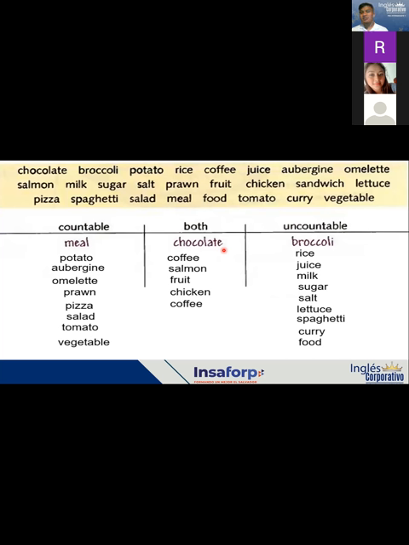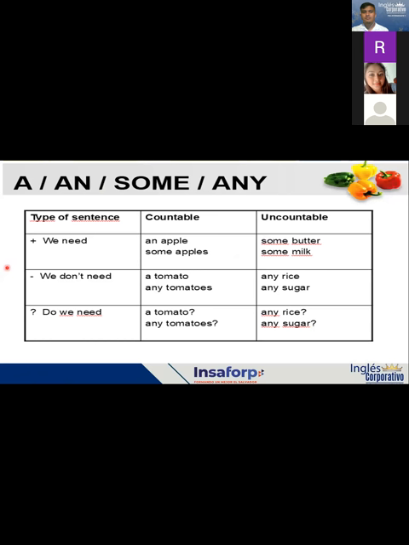Coffee, salmon, fruit, chicken, and I repeat it once again, coffee. But here we can see estas palabritas. Tenemos que recordarnos, we have to remember that we can use it in both ways. It means that I can use them as countable and as non-countable. Okay? Are we clear there? Well, nobody said anything. So we just have a reminder here, guys.